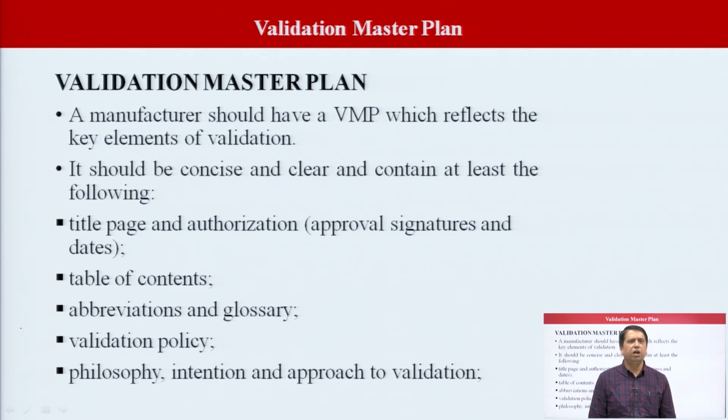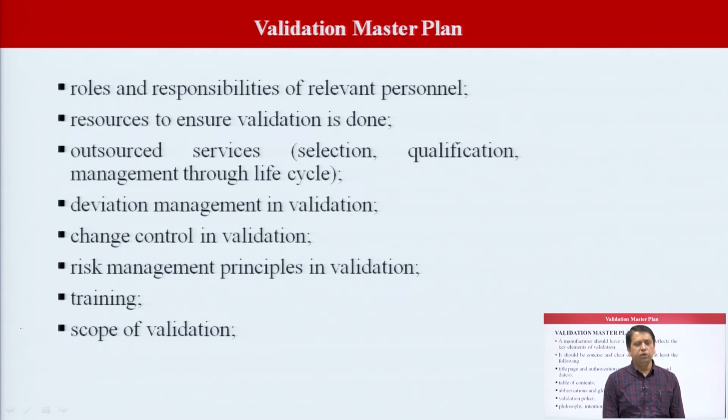Next thing is the table of contents, the different types of contents included in the validation master plan. Third thing is the abbreviations and glossaries. Then validation policy, what is the approach or what is the policy of the validation program. Then philosophy, intention and approach to validation. So, this thing also needs to be included.